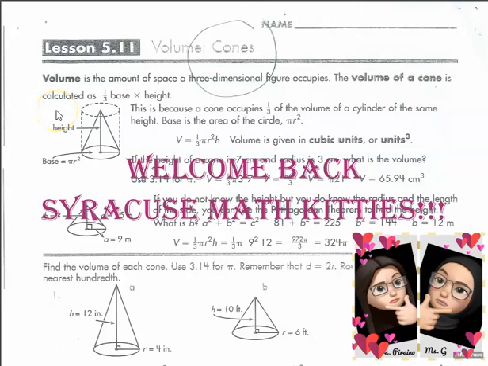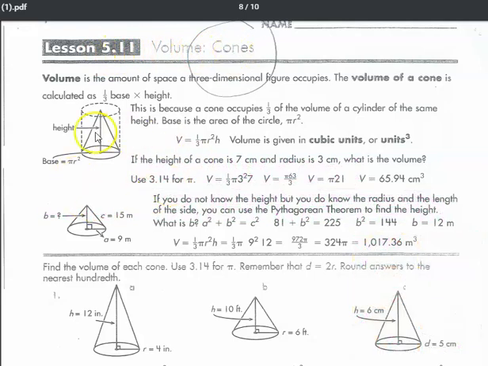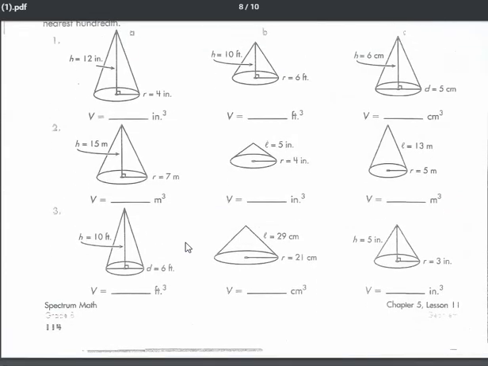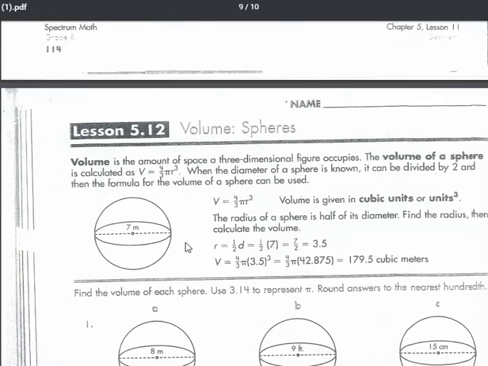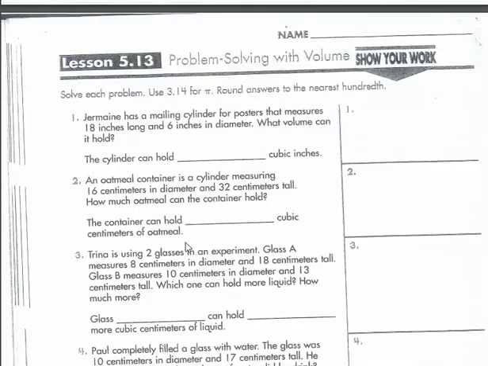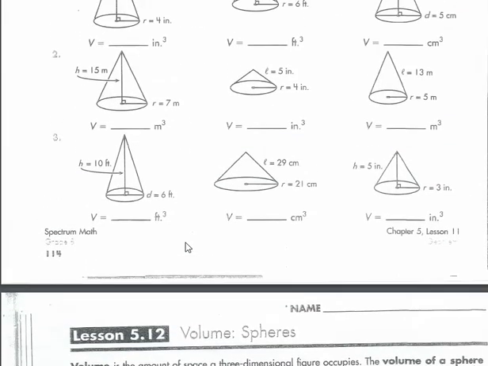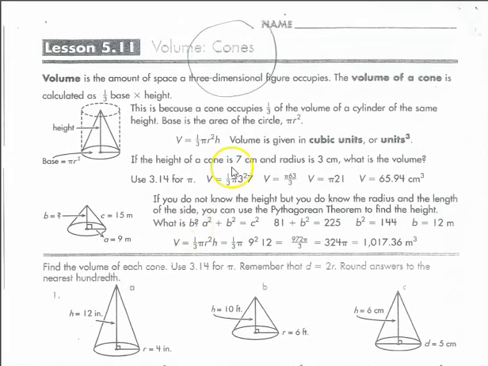In today's video, we are going to do page number 8 in your Spectrum Math Packet, lesson 5.11, volume of cones. As usual, let's read through and study the sample problem, which will help us solve all of these down here. After this, we'll do a video on volume of spheres, and then we have some problem solving work with volume. So essentially two more videos after this one. So let's read and try to understand this sample problem.